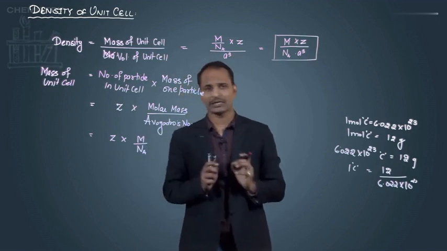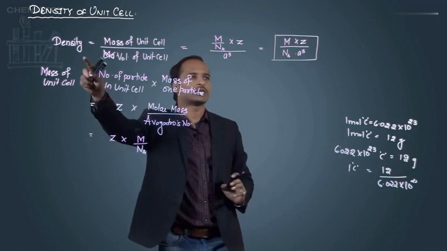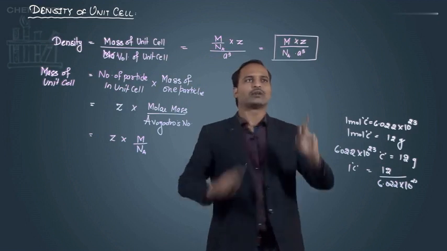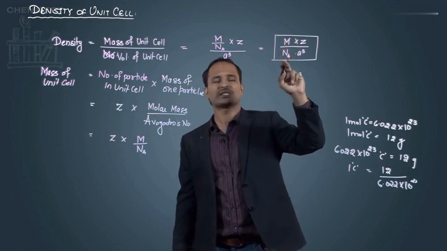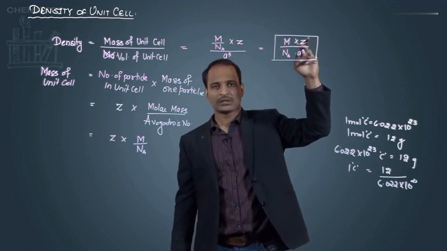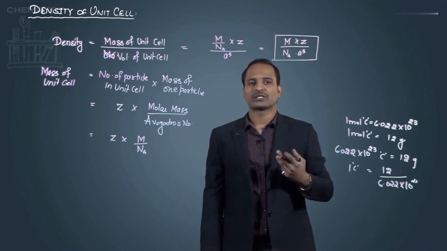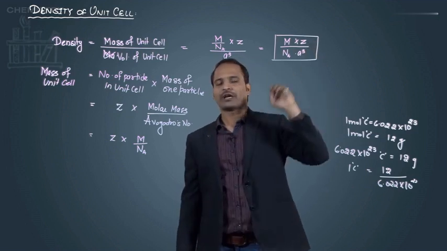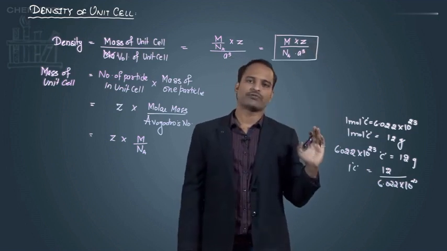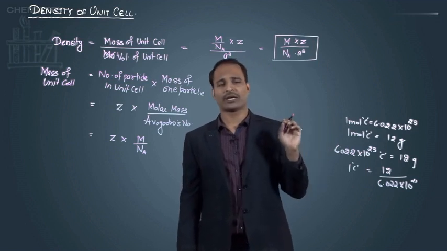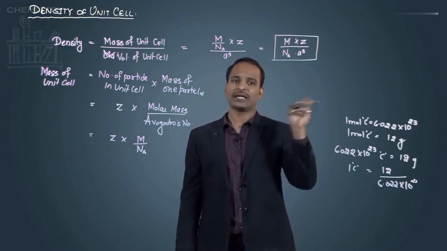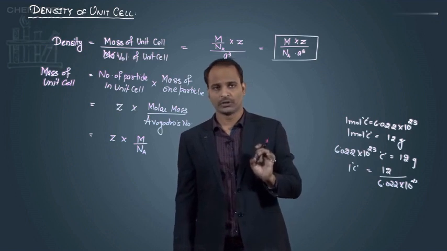If a numerical is asked from this chapter, then for density we will use this formula, where M stands for molar mass, Na is the Avogadro number, and Z is the number of particles in a unit cell. If it is a simple unit cell, Z will be 1. If it is body centered, Z will be 2. If it is face centered, Z will be 4. And a stands for edge length, and a cube stands for the volume of a cube or the volume of a unit cell.